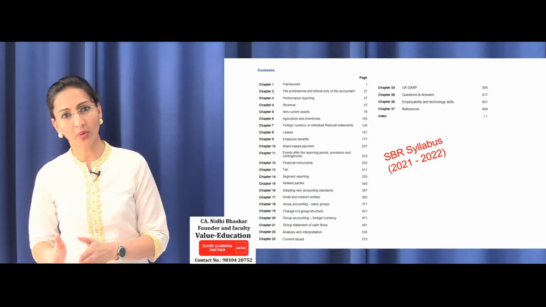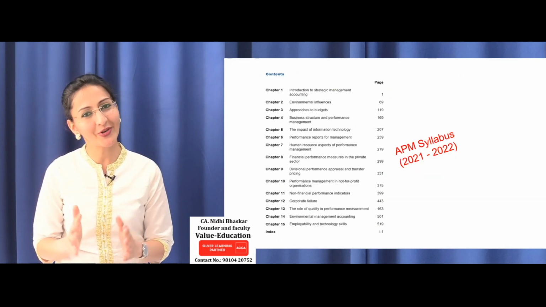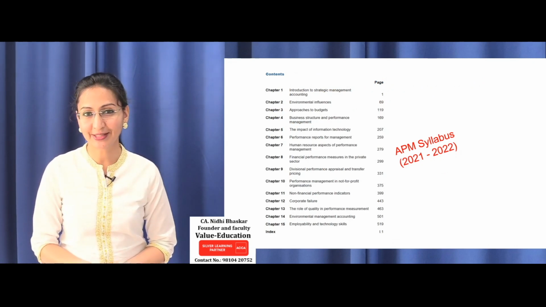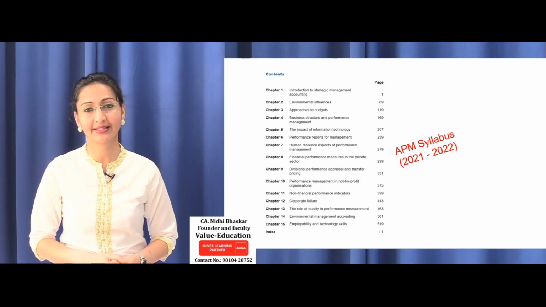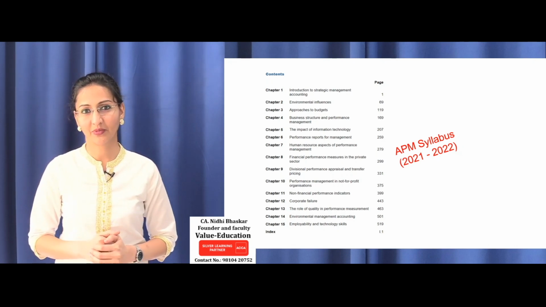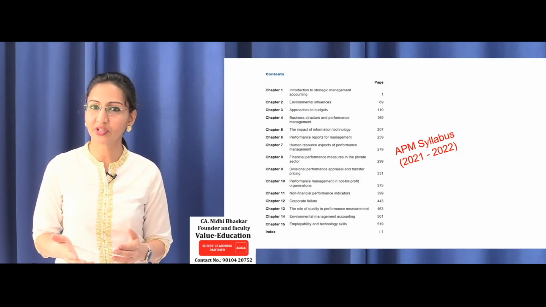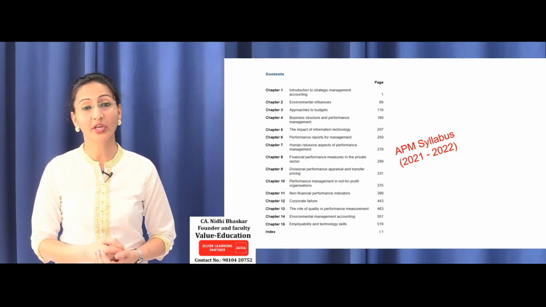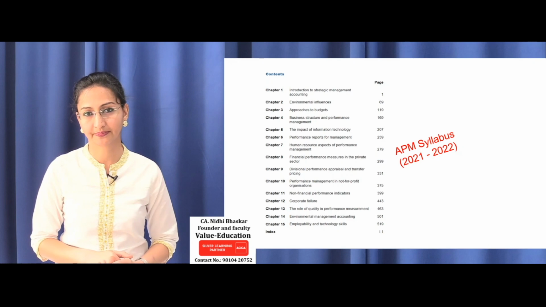Now let's come to the optional papers. Let's see APM first. A paper with a small, manageable syllabus. The only challenge is that it requires a lot of writing skill, analytical skill, and interpretation skills. But that is still manageable because the syllabus content is quite small. So if you have a tight schedule this quarter, probably APM can be a good choice for you.